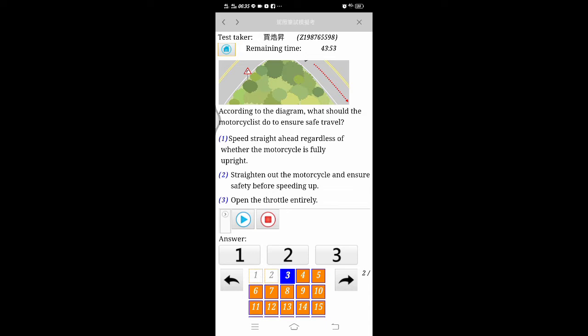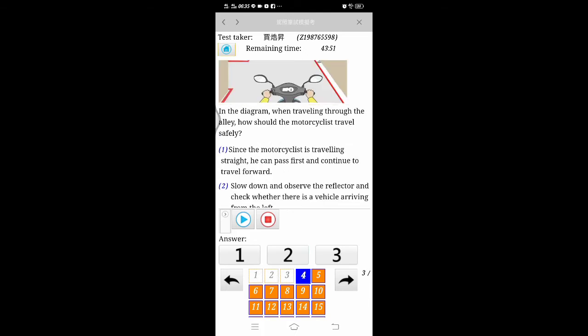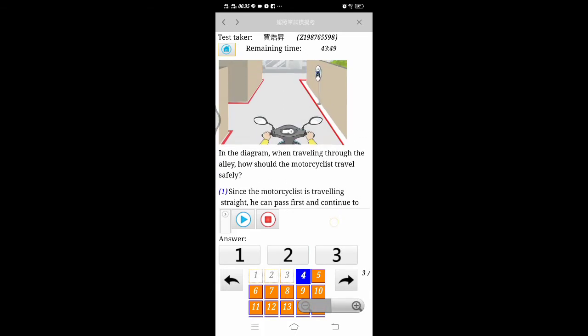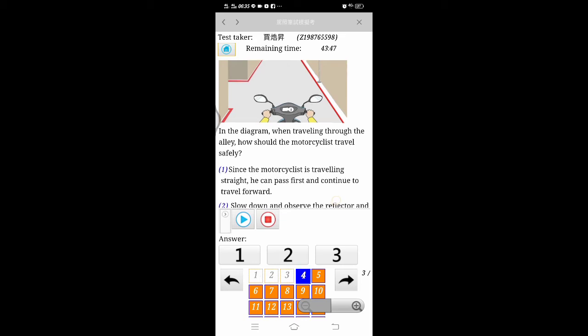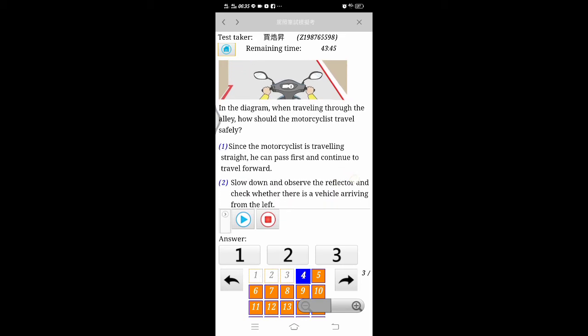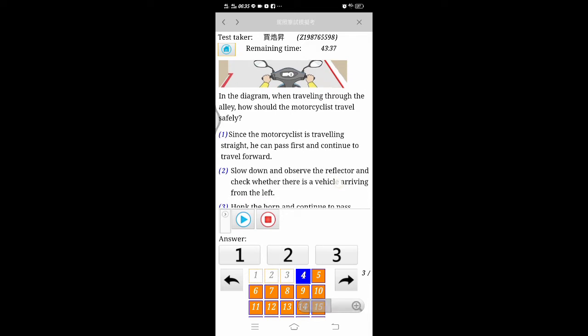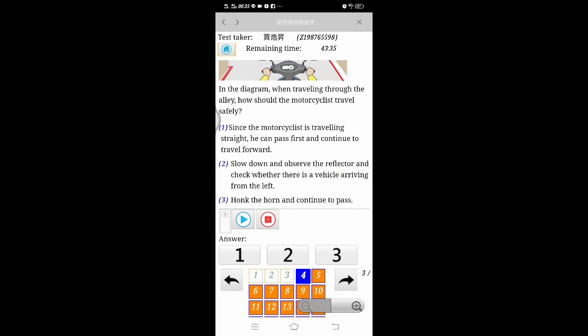In the diagram, when traveling through the alley, how should the motorcyclist travel safely? 1. Since the motorcyclist is traveling straight, he can pass first and continue to travel forward. 2. Slow down and observe the reflector and check whether there is a vehicle arriving from the left. 3. Honk the horn and continue to pass.